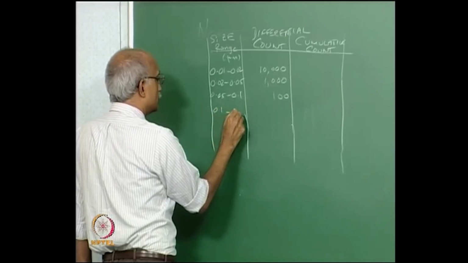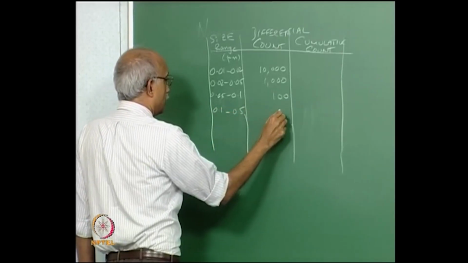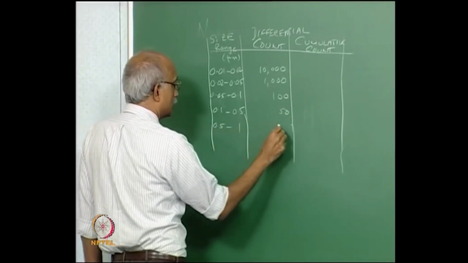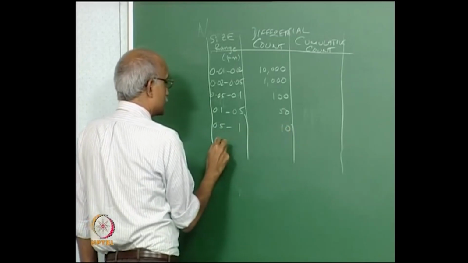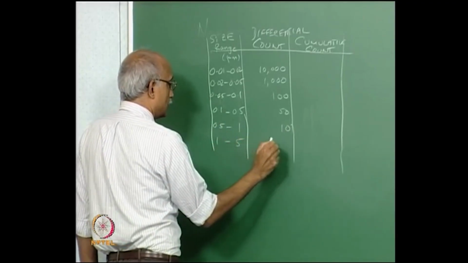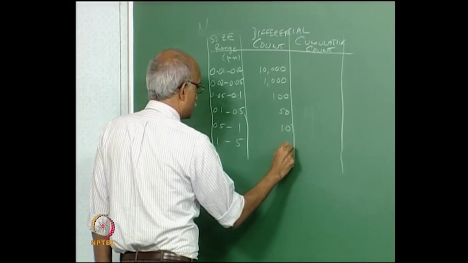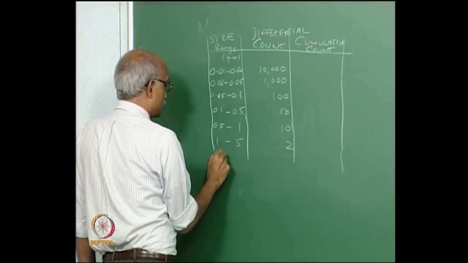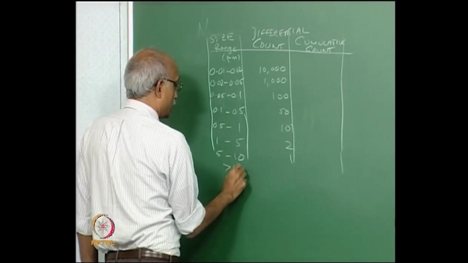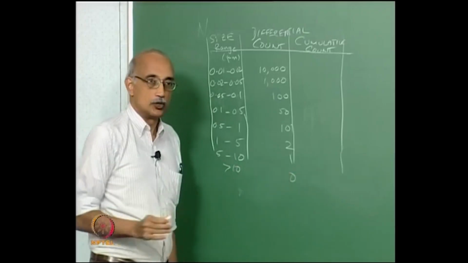Then 0.1 to 0.5, let us say you have 50 particles. 0.5 to 1, you have 10 particles. 1 to 5, you have, let us say, 2 particles. 5 to 10, you have 1 particle, and greater than 10 microns, let us say you have 0 particles.